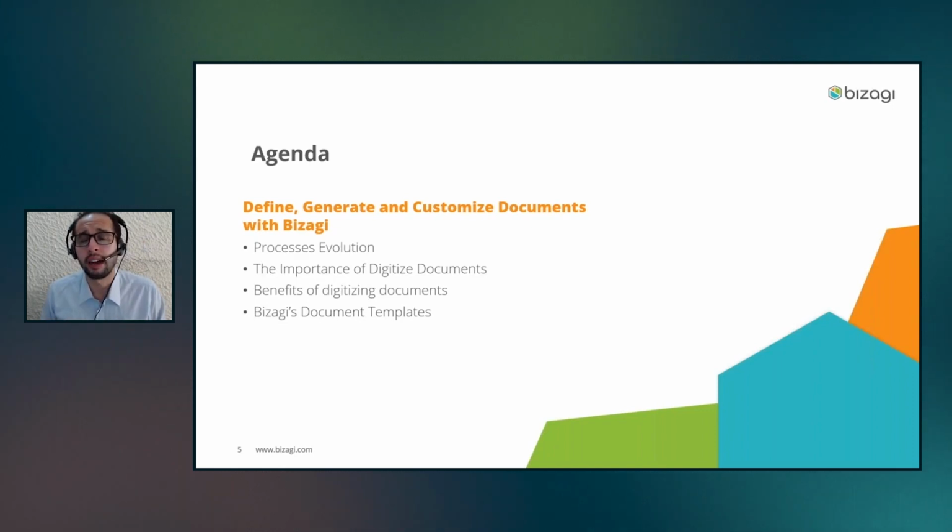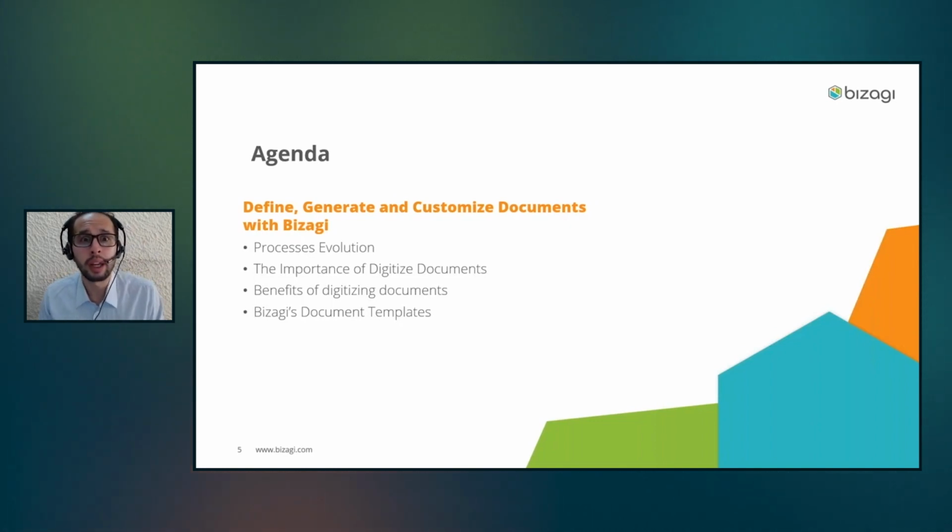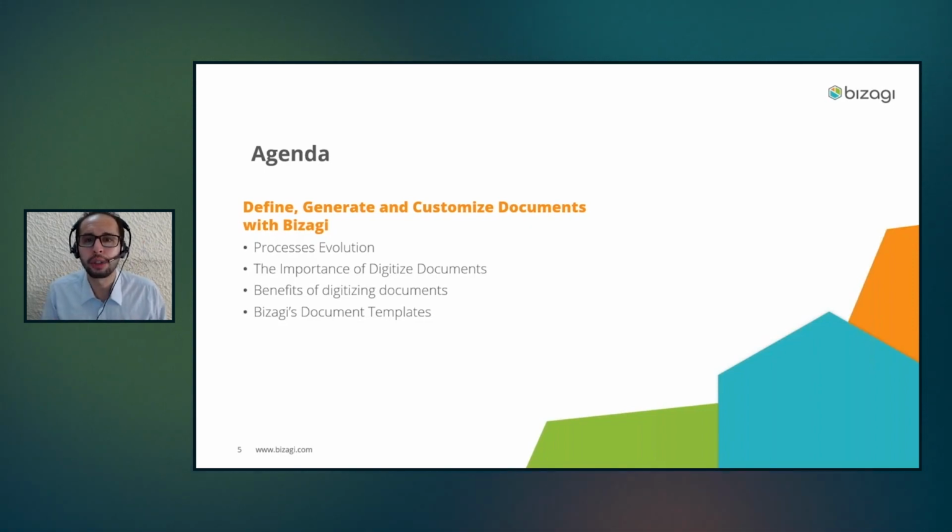And the agenda that I have prepared for you today is that I would like to start with a general perspective of the market and process evolution. Why, for the current processes that we are having right now, from the way customers and end users interact with our organizations, it is important to have an evolution in our processes. Then we're going to highlight the main benefits, or the importance, of having documents completely digitized.